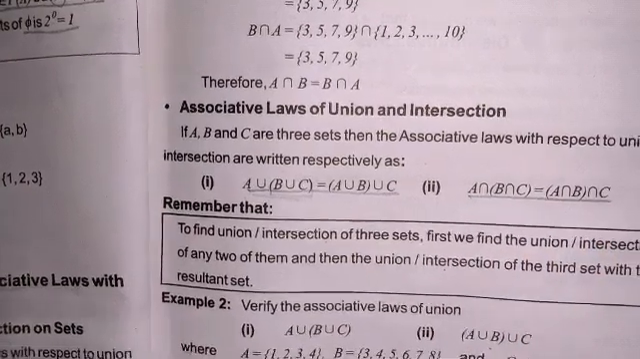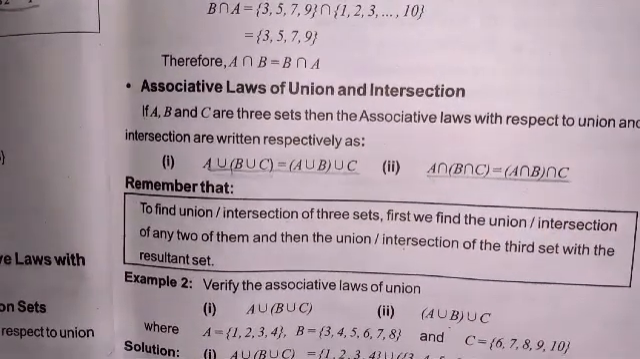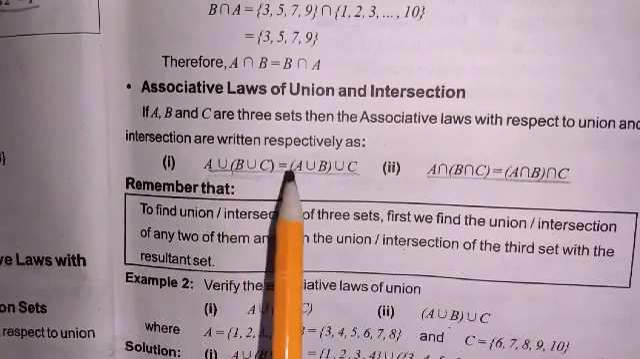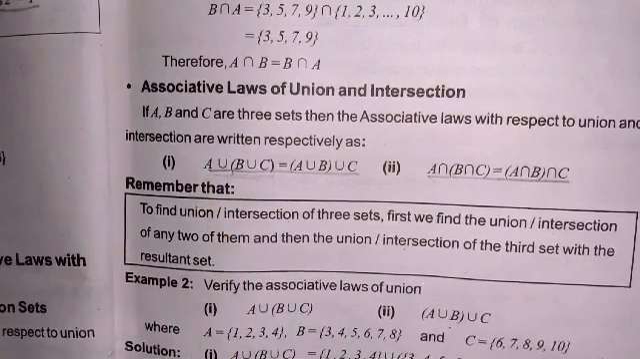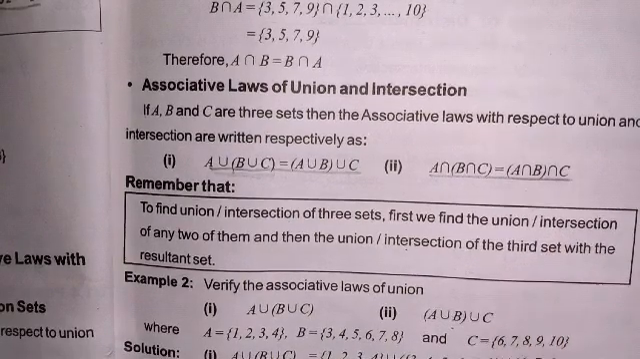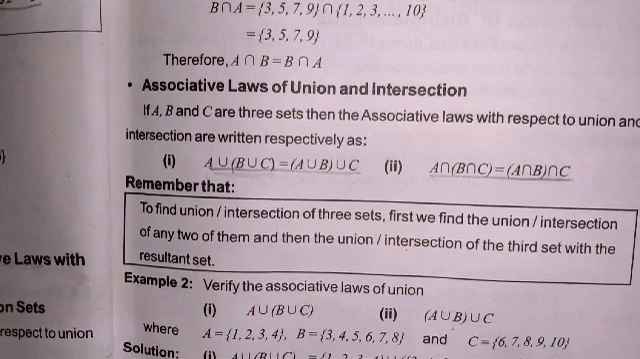Students, as you can see, in this law we have three sets A, B and C. First we will find out the union or intersection of two sets and then the resultant set and the third set.